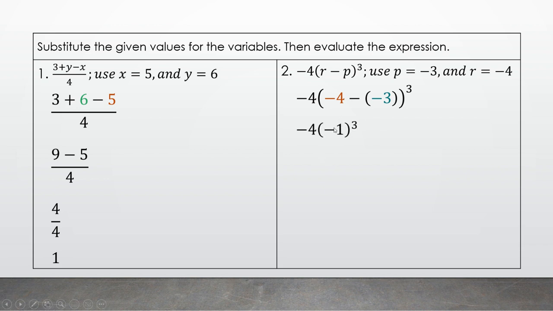And then we have to do exponents before we do the multiplication. -1 times -1 times -1 equals -1. And lastly, we multiply. -4 times -1 equals +4.